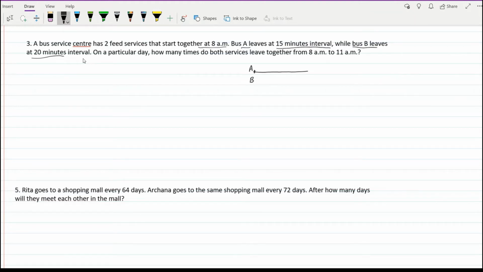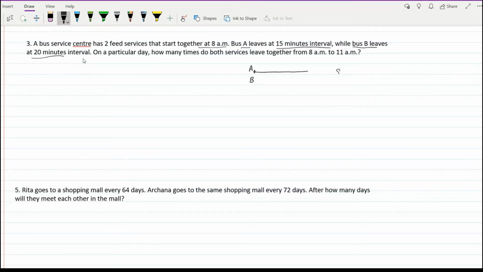Bus A leaves from the service center after each 15 minutes interval. At the same time, bus B leaves from the service center after each 20 minutes interval. So I will show you an example here.